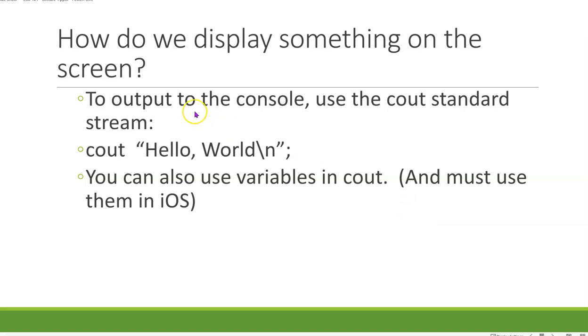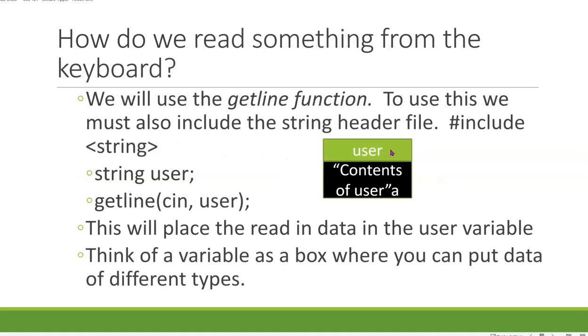How do we display something on the screen? To output to the console, we use the cout standard stream. We'd say cout, double arrow, double less than, hello world. You can also use variables in cout.